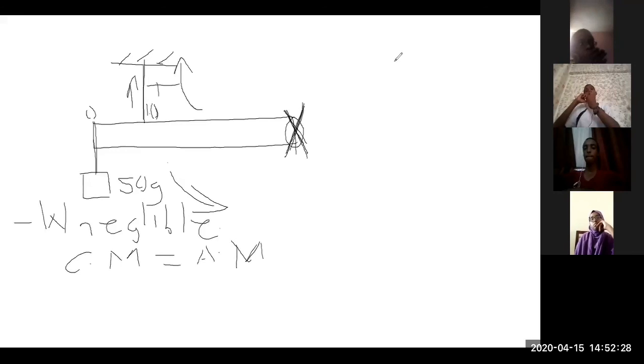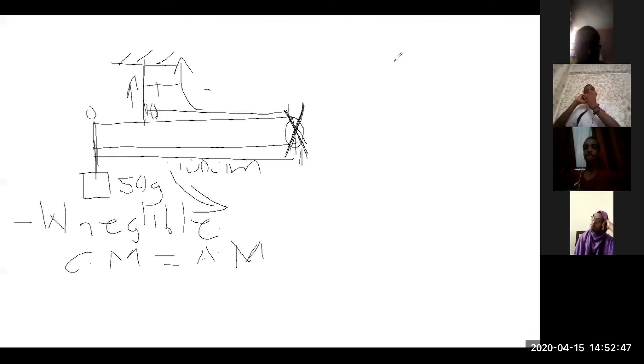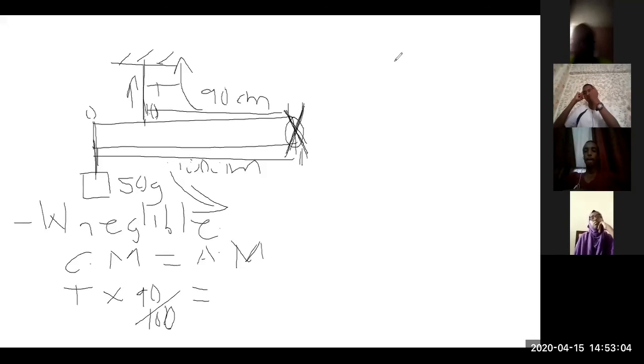Now, the 50 gram mass is acting at the 0 mark. So its distance from the turning point is 100 centimeter or 1 meter. The tension is at the 10 mark from the 0 mark, so the remaining part is going to be 90 centimeter. Clockwise moment is caused by the tension, so we say tension times the distance, changed into meter, that is 90 over 100, should be equal to the anti-clockwise moment, which is caused by the mass of 50 grams.